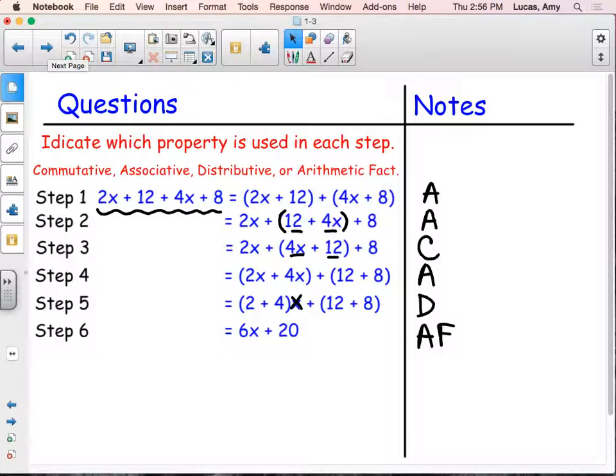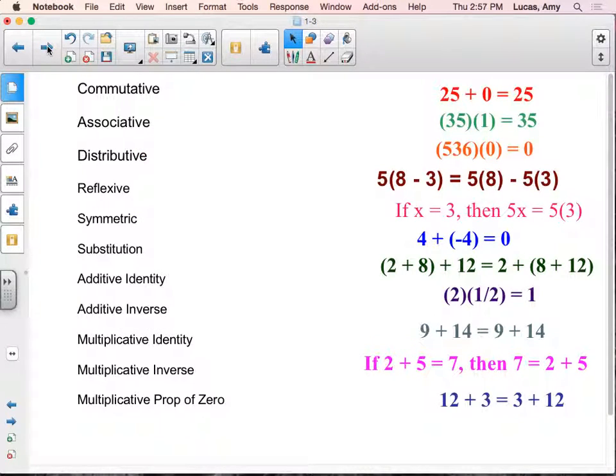So it can be tricky to figure out which property is used in each step. Just try to take your time and ask yourself what changed. So going from one step to the next, what changed on the problem? This next click and drag is a review of a lot of properties that you've worked with in the past, just to make sure that you're remembering everything from previous courses.